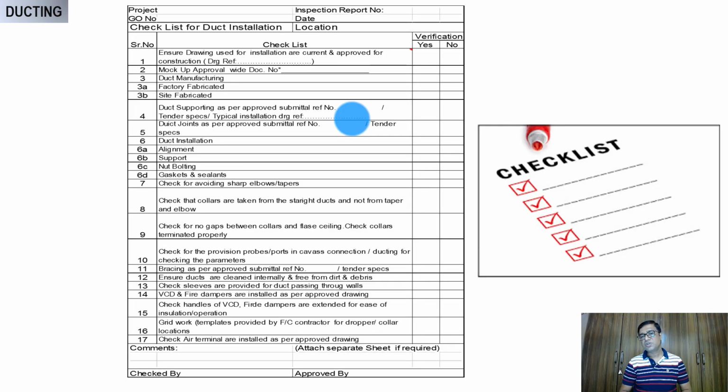This is a checklist which is again a sample. You can derive your own checklist. How do we do the duct? We should do a mock-up. We should always ensure a drawing. Which kind of ducts we are going to use, what are the duct joints, what is the duct alignment, gasketing, whether the collars are taken properly or not, the provisions for probes, bracings, VCDs, all these are properly checked before it is given for false ceiling clearance. So this is a very important checklist which I thought I should bring out. I hope I have covered the majority of the aspects of ducting, and I request you to implement this.